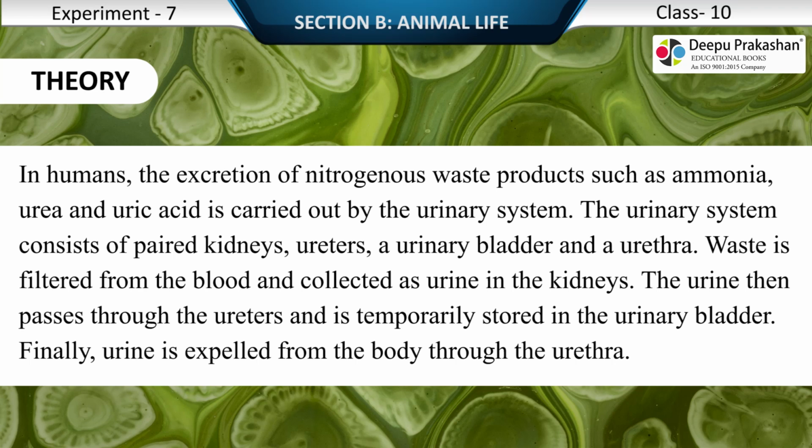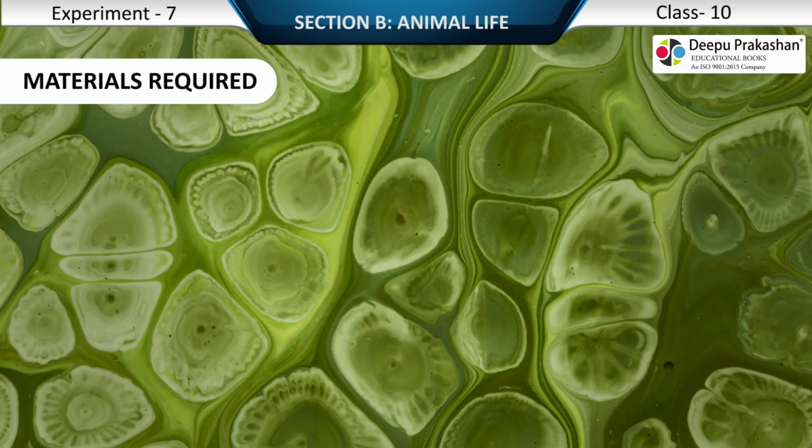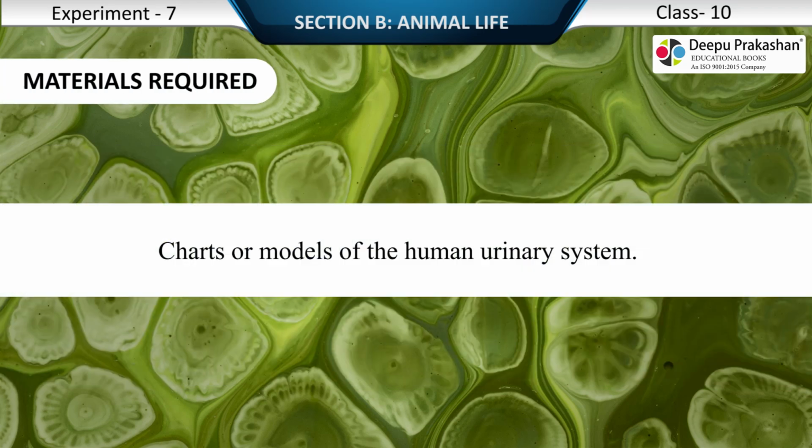Waste is filtered from the blood and collected as urine in the kidneys. The urine then passes through the ureters and is temporarily stored in the urinary bladder. Finally, urine is expelled from the body through the urethra. Materials required: charts or models of the human urinary system.